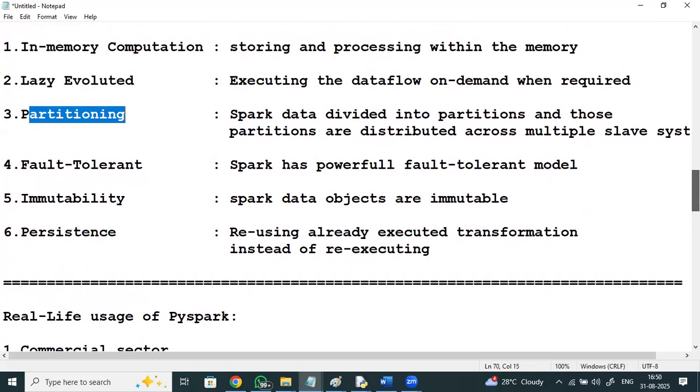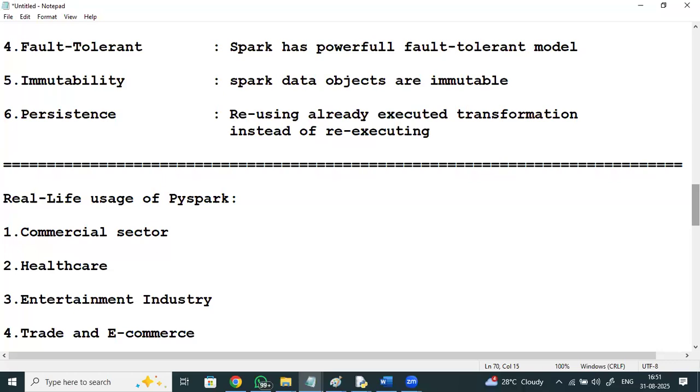So I was discussing the real-life usage of PySpark. Before I go into the real-life usage, just some history on Spark.